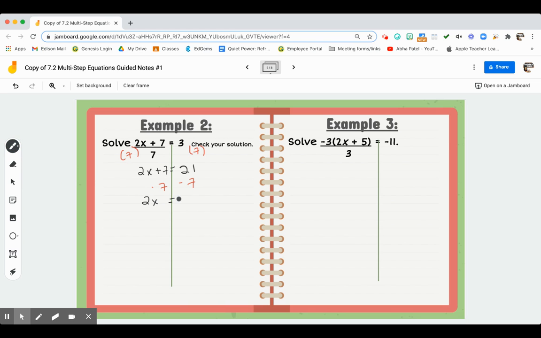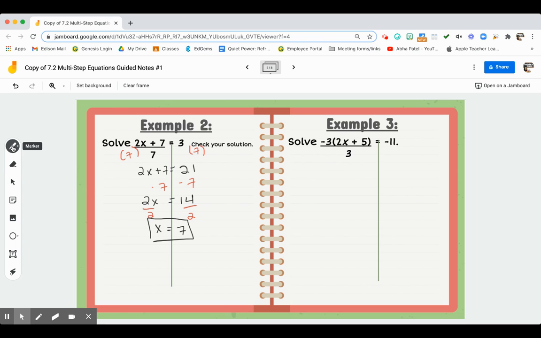2x is equal to 14. Divide by 2. So x is equal to 7. And you can always go back and check. 2 times 7 is 14, plus 7 is 21, divided by 7 is 3. So it doesn't hurt to go back and check.